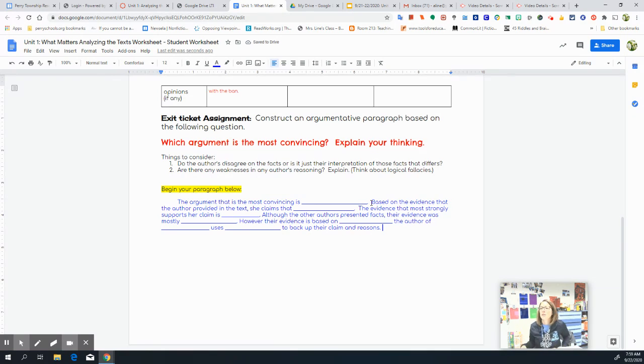Okay, so again, this is just a real quick sentence or paragraph frame that you could use. Remember, just be creative. Tell me which argument is most convincing. Explain your thinking with that evidence, because that's what you're going to need. Think about logical fallacies. Are they using too many of those fallacies? If they're using too many of those fallacies, then that's not going to be the best argument. You want the argument that has most of the grounded facts, that's going to convince you, and they're sticking to the topic of banning soda.